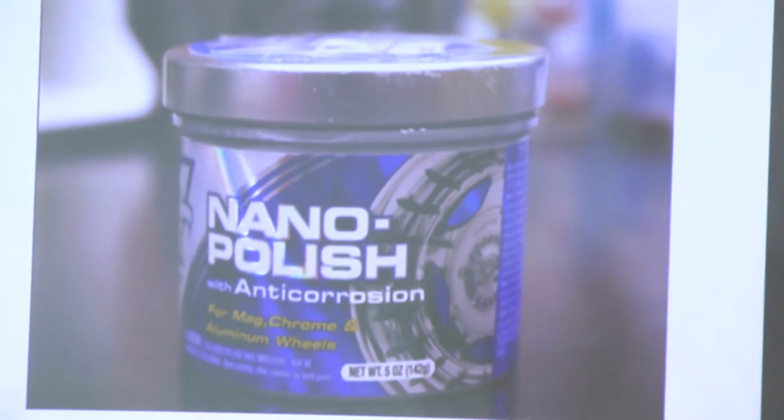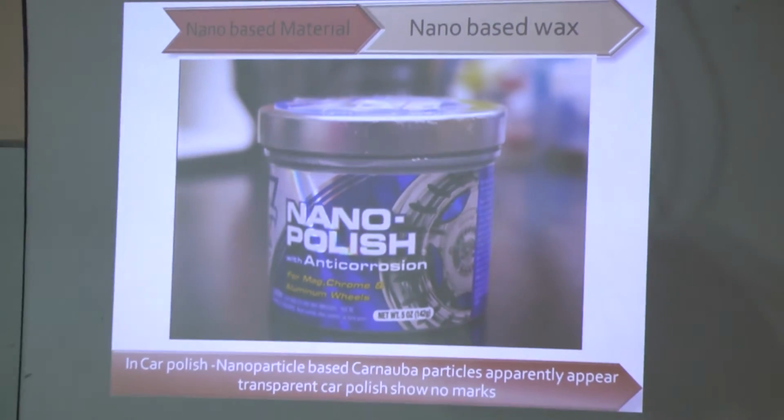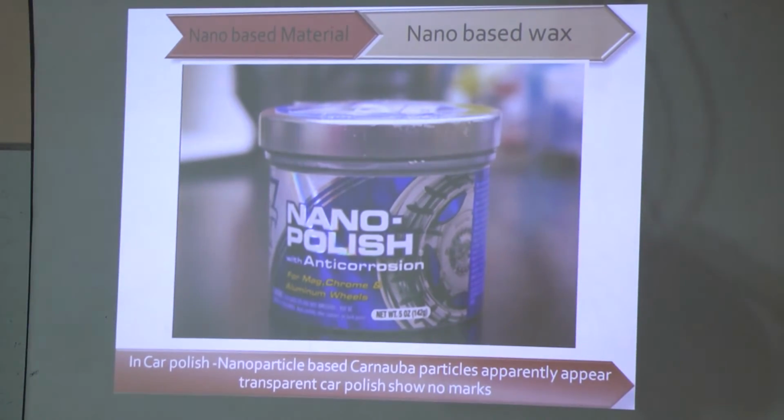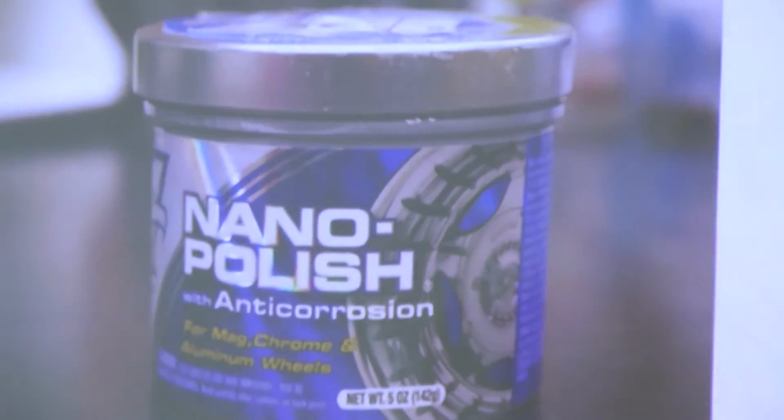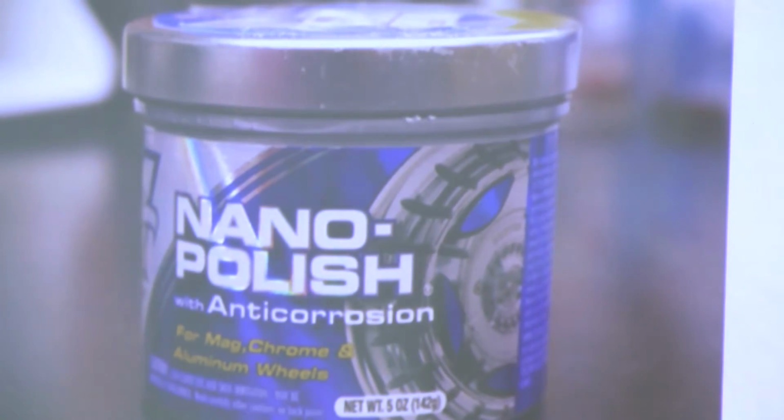And this is a very simple example of car polish, where you make use of a simple polish for polishing the car surface, and the same thing you use nano polish, it will cover more uniformly. The simple fact is the surface area. That is a simple thing.